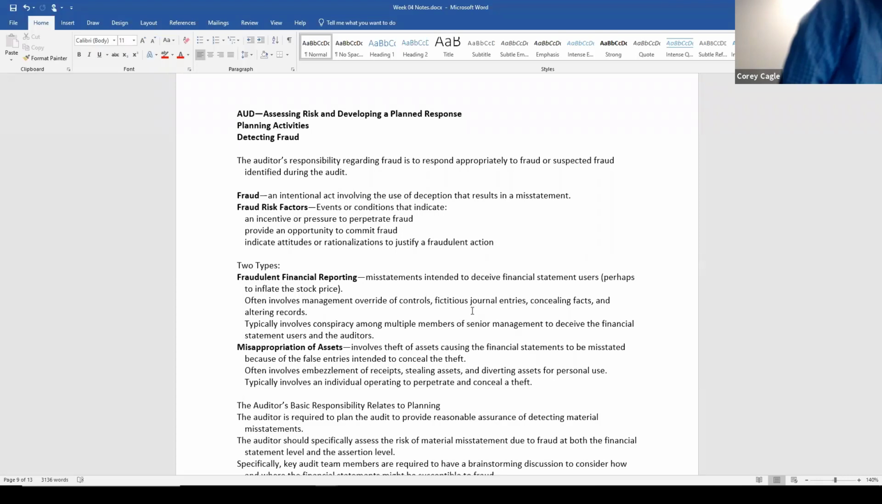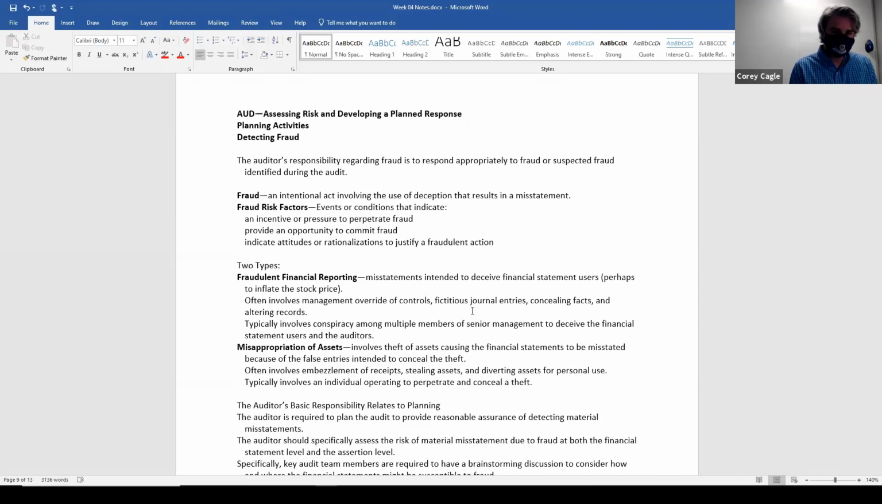So we have a section on detecting fraud. What is our responsibility? So our responsibility regarding fraud, we're interested in anything that causes a misstatement on the financial statements, error or fraud.